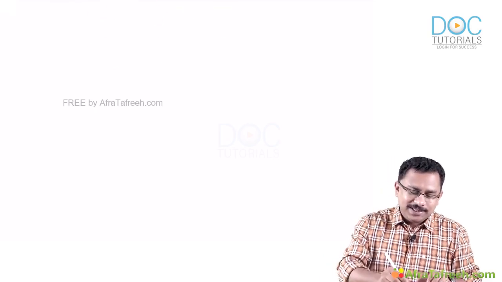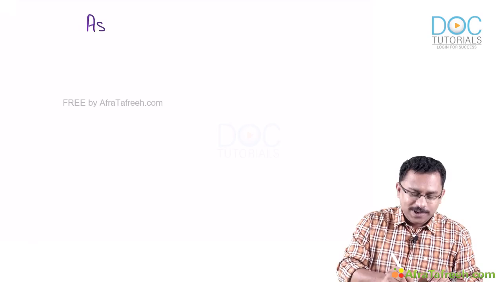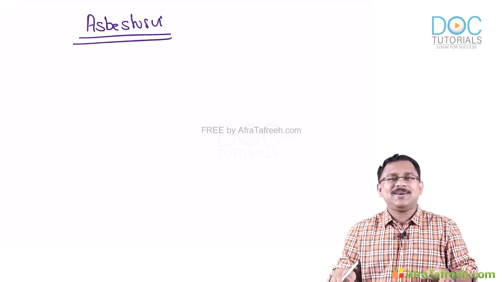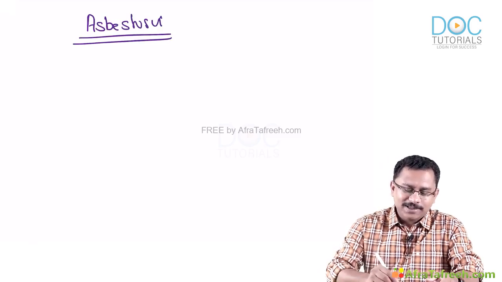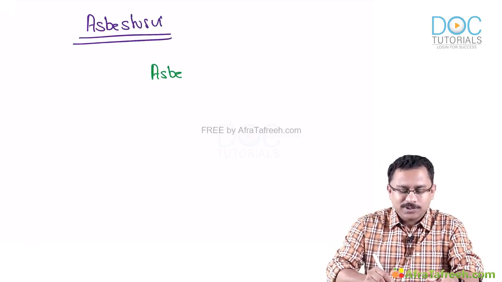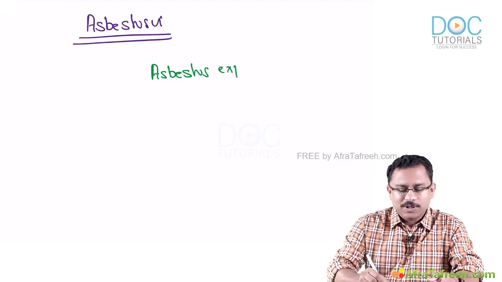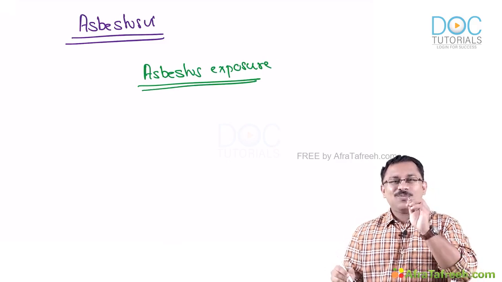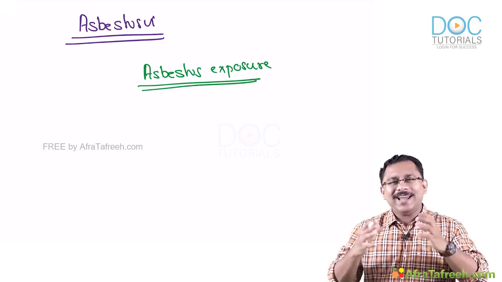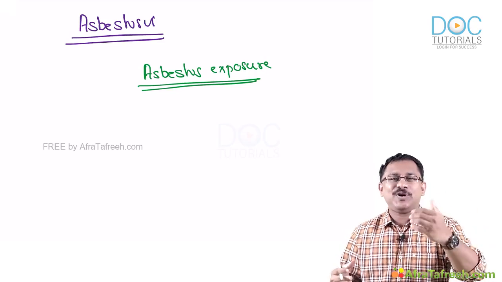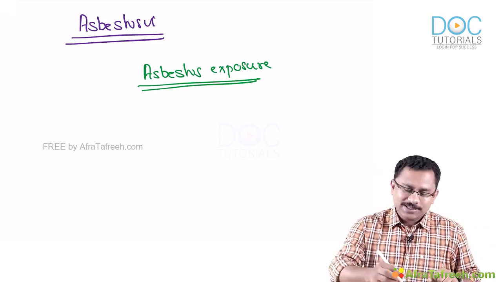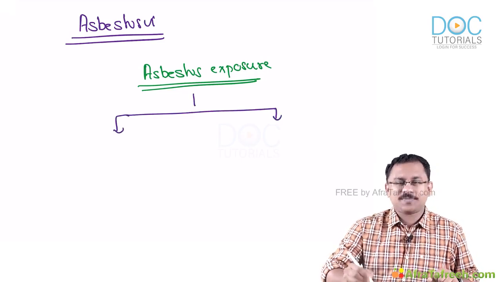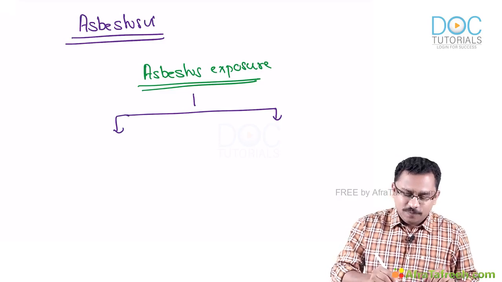So let's start with asbestosis. So as the term indicates, this is related to what? This is related to asbestos exposure. But one point you have got to keep in mind, all types of asbestos exposure will not produce asbestosis, because asbestos in general can have two forms.